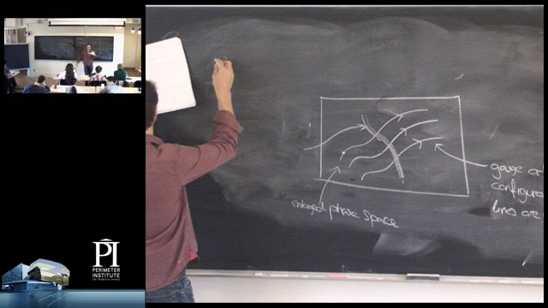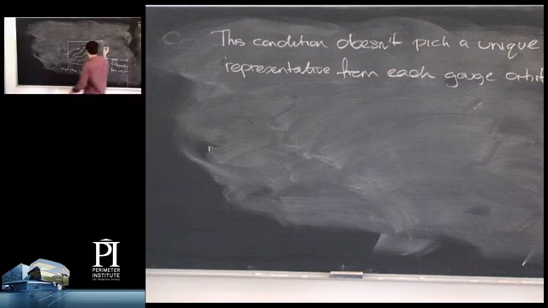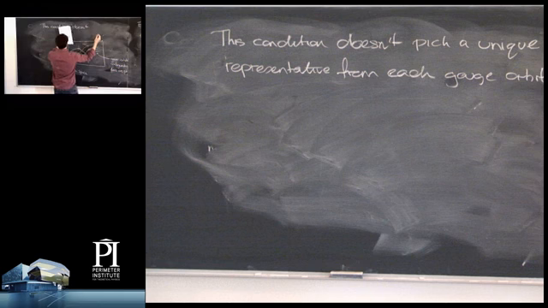Okay, in some sense, this actually isn't such a great gauge. It's not such a great gauge because it doesn't uniquely pick a configuration along this line. So in some sense, this gauge choice is sort of more like this. Okay. So this condition doesn't pick a unique representative from each gauge orbit.